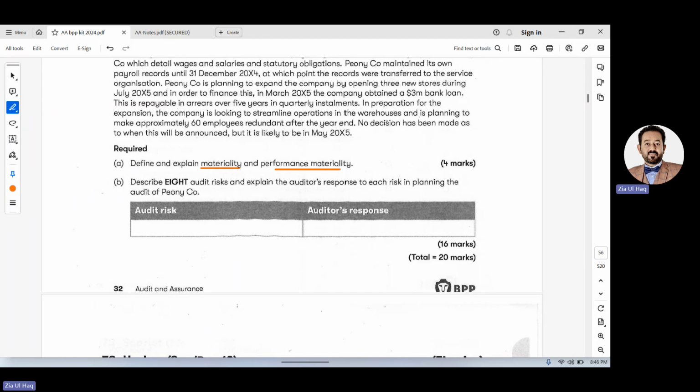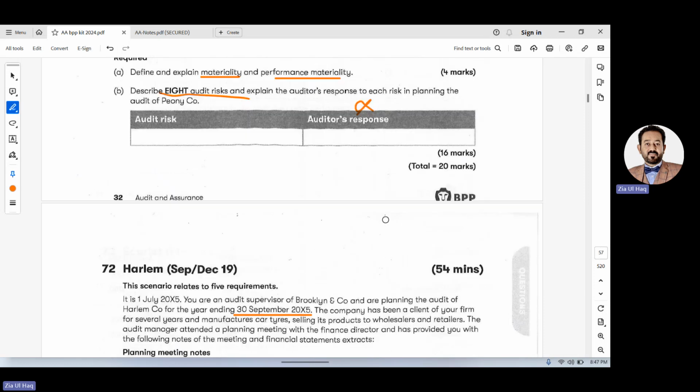Misstatements are material if they influence economic decisions of users, could be judged either quantitatively or qualitatively. Performance materiality is setting the materiality level below materiality as a whole for the financial statements. Part B. You need to identify audit risk and response. We are not able to right now. So identify audit risk.